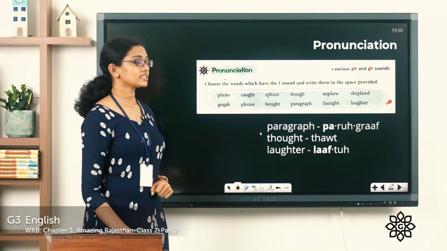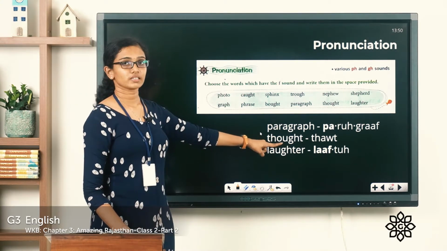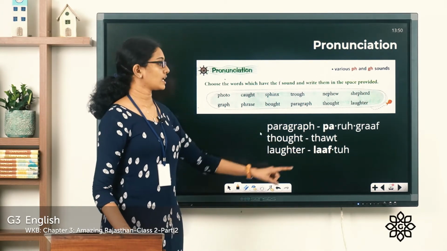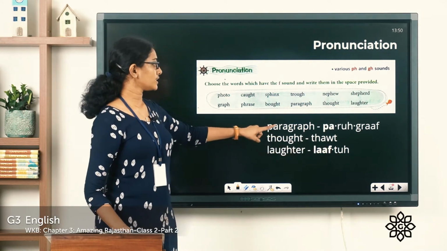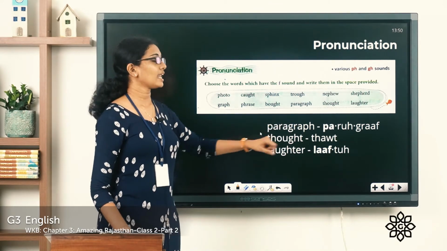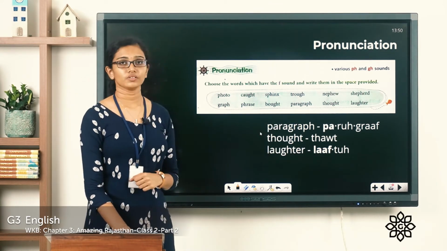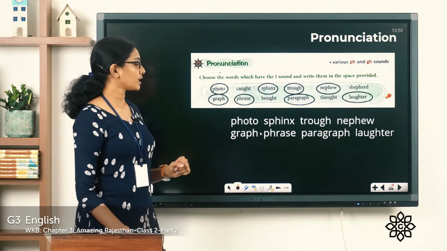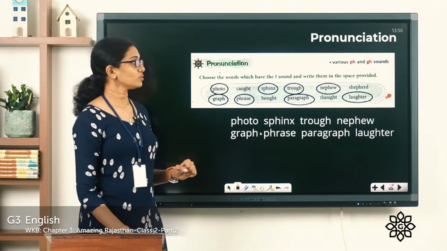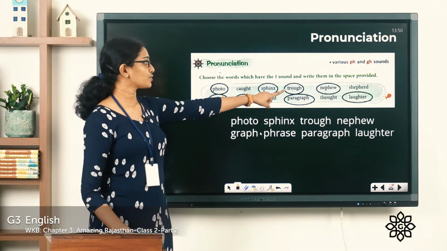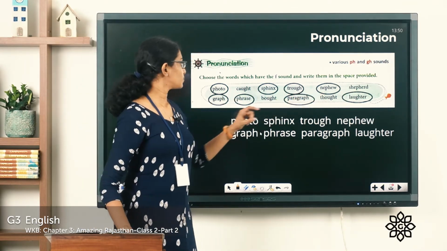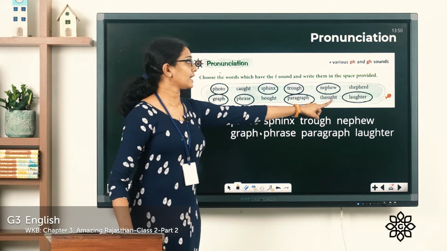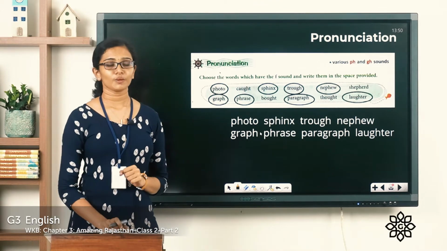The next word here is thought. The next one is laughter. How do you read it? Laughter. So the words paragraph and laughter have F sounds in it. So let's circle the words which have an F sound. The words are photo, sphinx, trough, nephew, graph, phrase, paragraph and laughter. Hope this is clear to you.